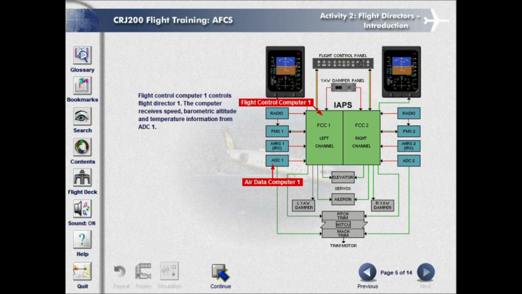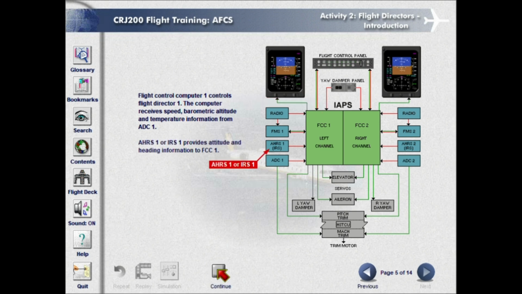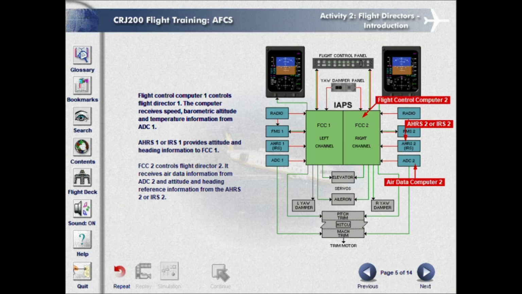Flight Control Computer 1 controls Flight Director 1. The computer receives speed, barometric altitude, and temperature information from ADC1. AHRS-1, or IRS-1, provides attitude and heading information to FCC-1. FCC-2 controls Flight Director 2. It receives air data information from ADC-2 and attitude and heading reference information from the AHRS-2, or IRS-2.